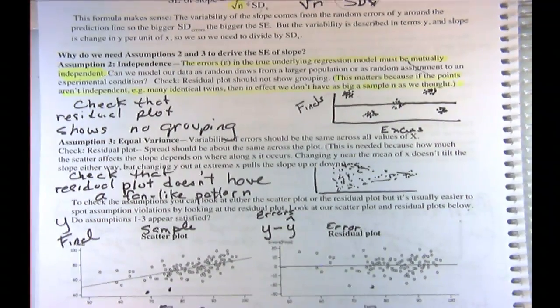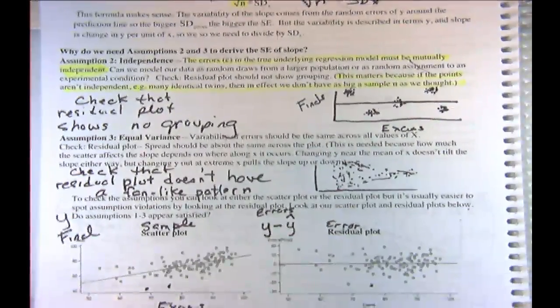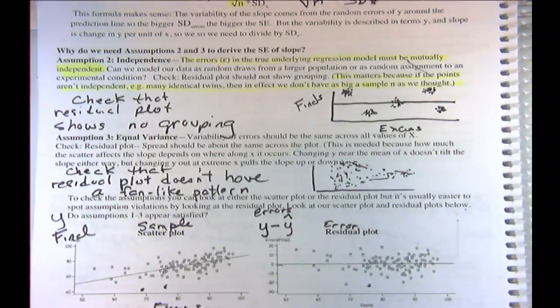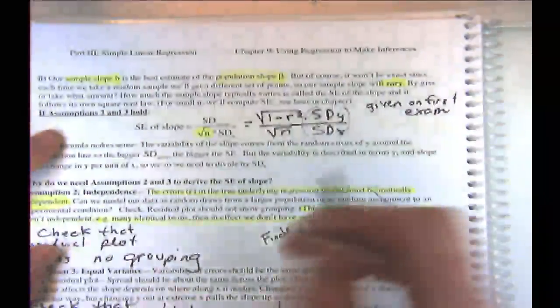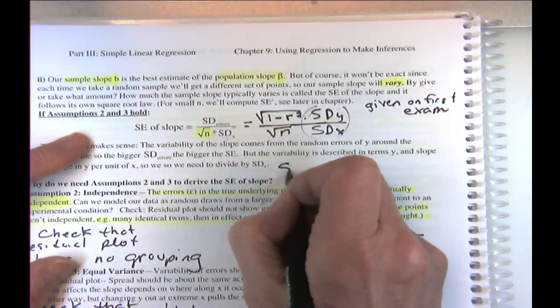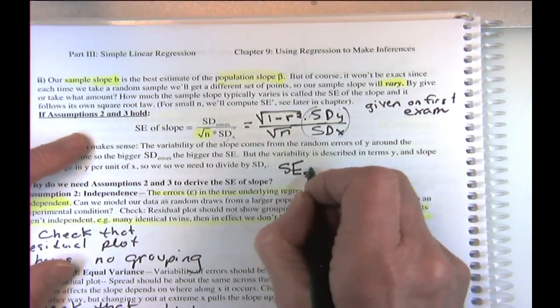Okay, so now we got to get that standard error. Did we ever calculate it? No. So let's calculate it. Now this is good, we can calculate the standard error. So the standard error of our slope is what? That's what we're trying to do here.